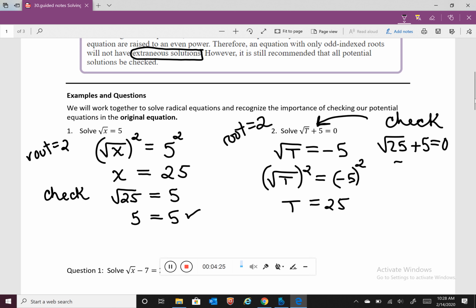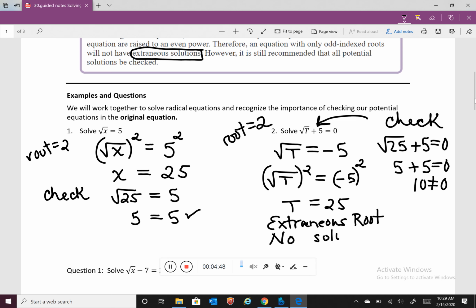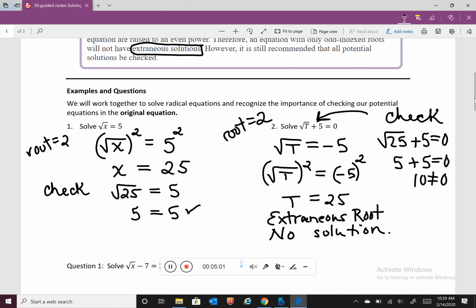But the square root of 25 is positive 5. And 5 plus 5 is 10. It is not equal to 0. Therefore, this is what we call an extraneous solution or an extraneous root. And because that was the only potential solution for this equation, this is actually an equation that does not have a solution. So this was never able to be solved.